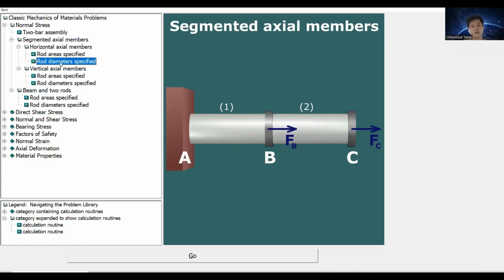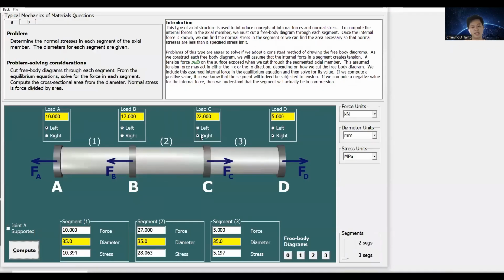For example, say I want to solve a normal stress horizontal axial member where I know the rod diameter. So let's say this one I pre-entered some numbers. For example, like this axial member, it has 3 segments, segment 1, 2, 3. It has a bunch of forces. I enter the forces; all this yellow is the numbers or the values that you need to enter. And I enter the diameter and I press compute.